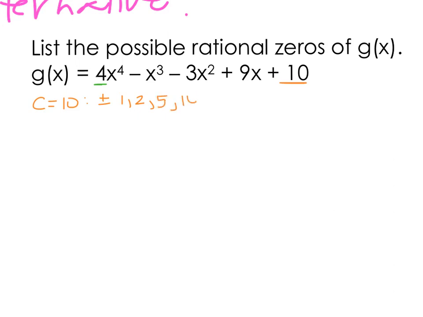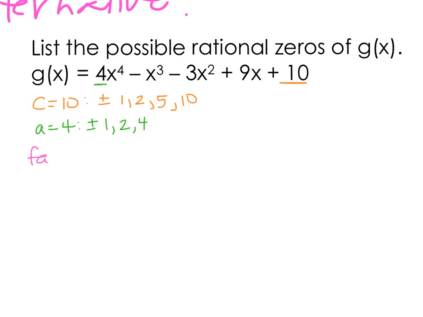And so does 10. Technically, there are both positive and negative options. There are 8 possible factors for c, for our constant. Now, for a, since a equals 4 this time, we have to write plus or minus 1, of course, 2 goes into 4, and 4. All right, so as we list this out, watch what happens with our possible factors, everybody.